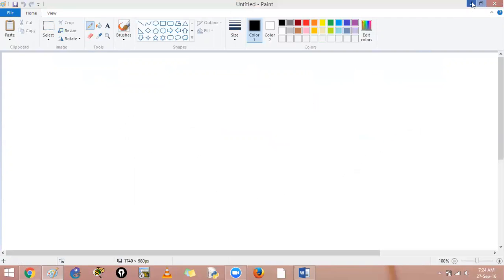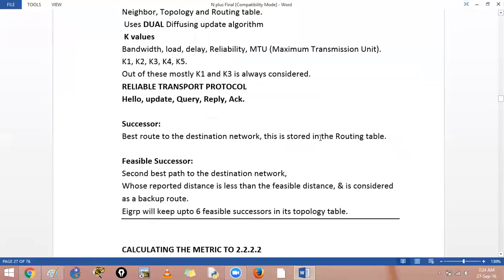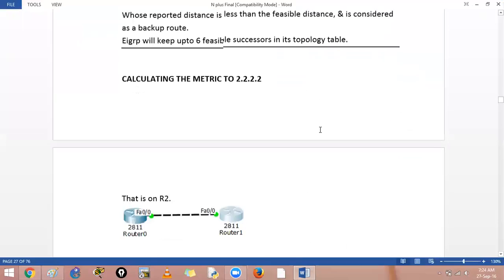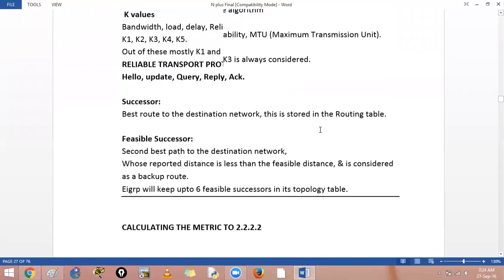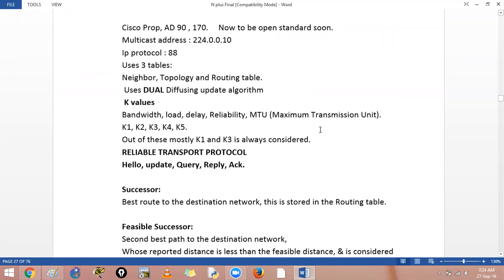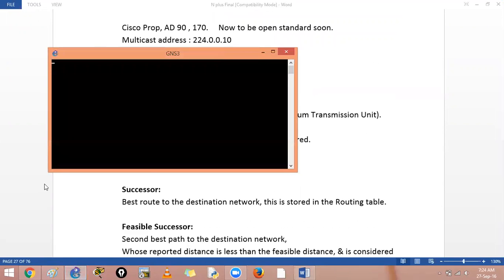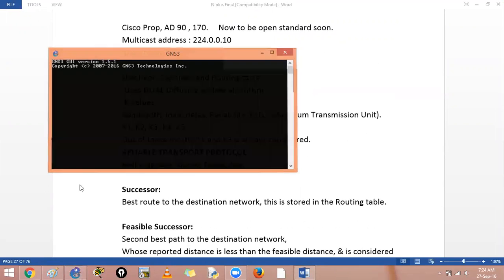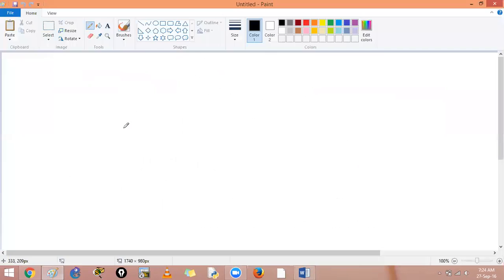Okay, so let's see the calculation of the metric later on, no worries. Implementing it is again very simple, and by default EIGRP uses bandwidth and delay. For 2 routers to be neighbors, they must be a part of the same autonomous system, same area, same area means same autonomous system, you can say.